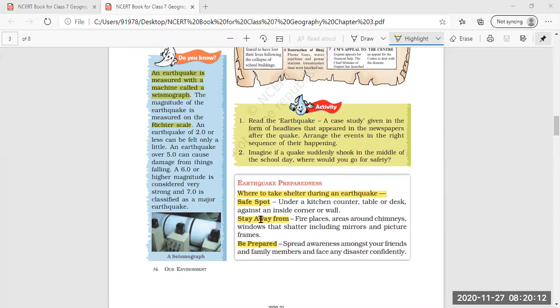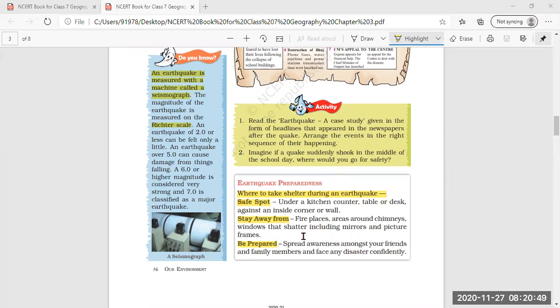First and foremost, we have to find a safe spot, and the safe spot will be under the kitchen counter, table or desk, or against an inside corner of the wall. The inside corner of the wall will be a safe place for you to save yourself from the damage caused by the earthquake. So you have to find the safe spots as soon as possible, and reach there as soon as you feel that an earthquake might occur or is occurring.